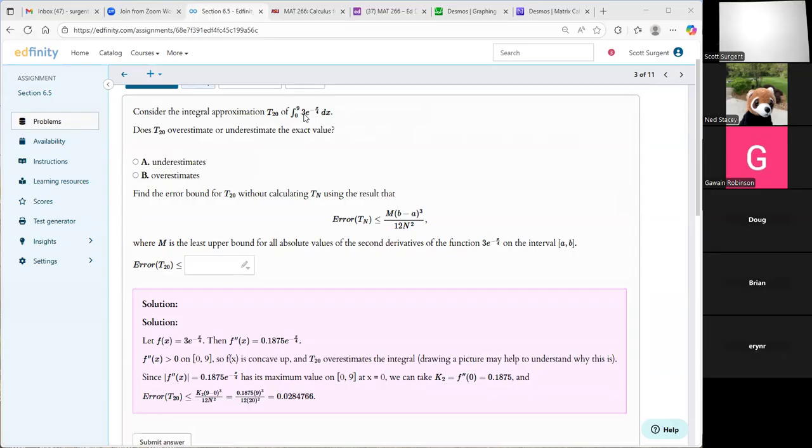It doesn't anti-differentiate into common forms. You can integrate any continuous function, but if it doesn't anti-differentiate, your only options are these estimation methods.